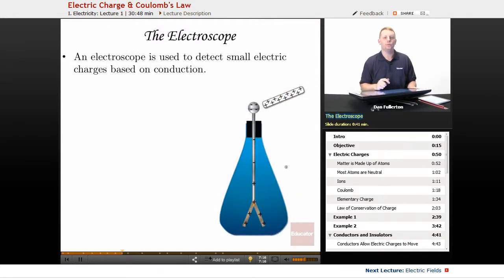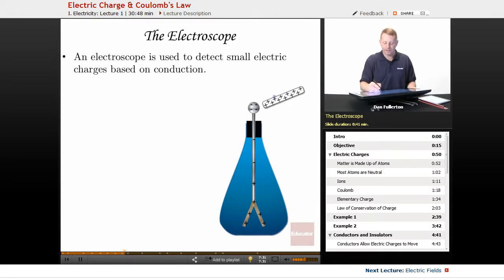A useful tool for detecting charge is known as the electroscope. Basically what it is, is an insulating bottle of some sort that has a metal rod in it, and down at the bottom you have a couple of foil leaves, conducting foil leaves that are very easy to move.